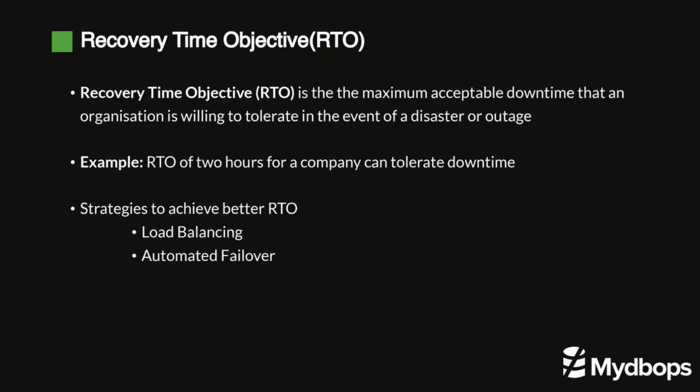How can we have a better RTO? You can have load balancing. Let's say you have 3 servers and you have proper load balancing. Then if you lose one server, you can still serve your traffic using the other 2 servers. That is very important, the load balancing and automated failover. If your primary is going down, you should have automated failover that is reliable and immediately promotes another valid primary to the new master. That is very important. By achieving this, you will definitely have a better RTO.